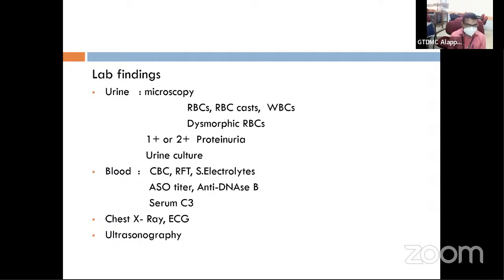And ultrasonography. Ultrasonography is not routinely indicated. It can be done to rule out any anomalies, like any malformation in the kidney. Usually, ultrasonography shows bilaterally enlarged kidneys with increased parenchymal echogenicity. That is the usual picture. They usually give a report like bilateral medical renal disease. In both nephritis and nephrotic syndrome, kidneys will be enlarged and hyperechoic. So these are the lab findings.